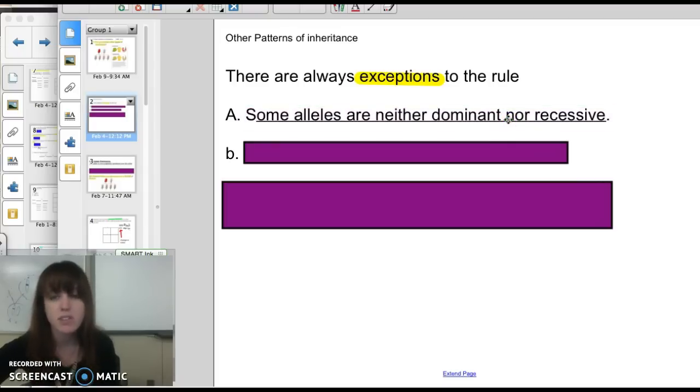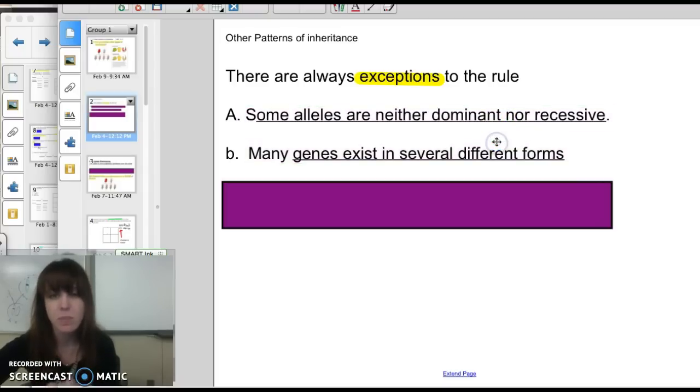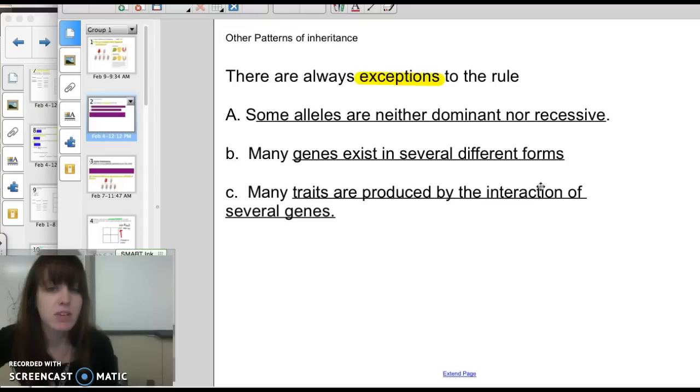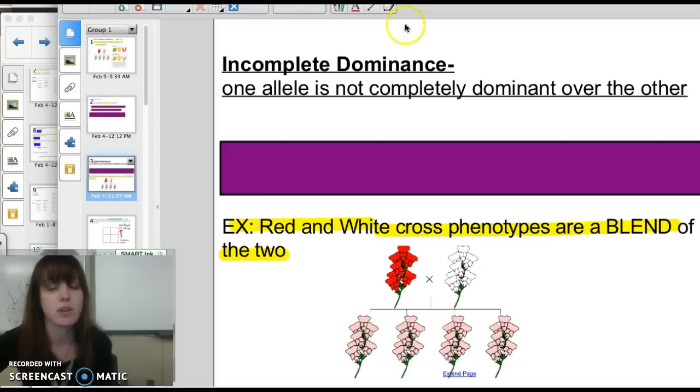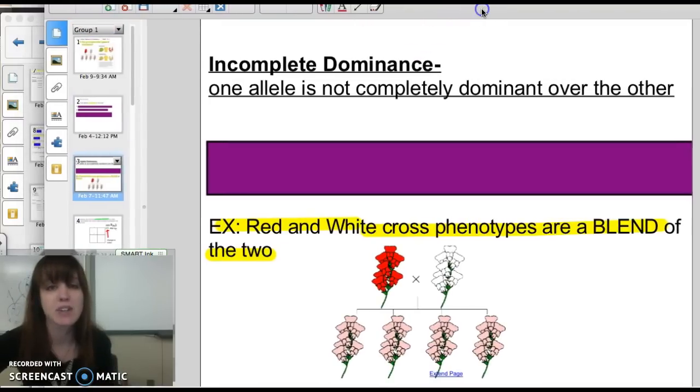Some alleles are neither dominant nor recessive. Many genes exist in several different forms, so there's multiple alleles to represent this. And then there are many traits that are produced by the interaction of several genes, so more than one type of gene to control one trait. Okay, so the first different pattern we're going to look at is called incomplete dominance.